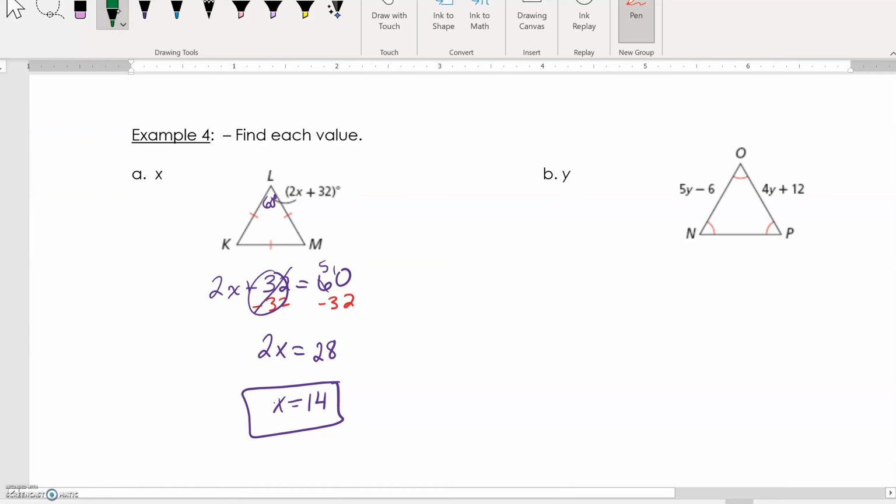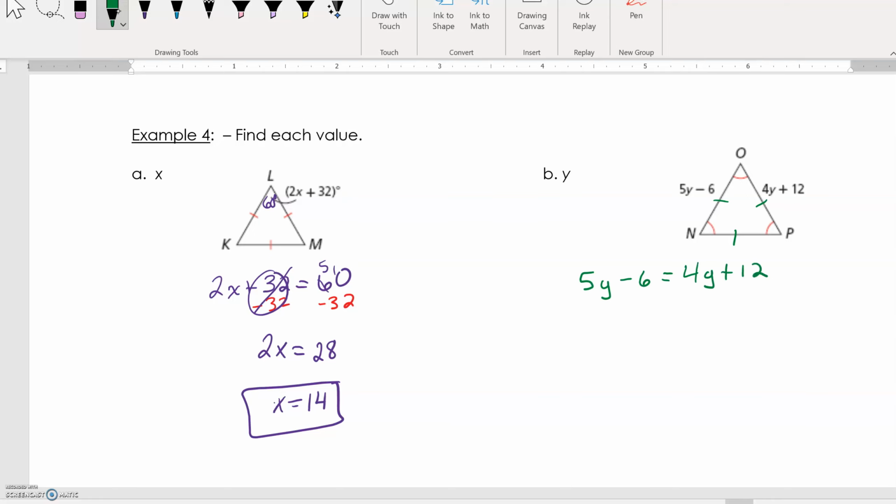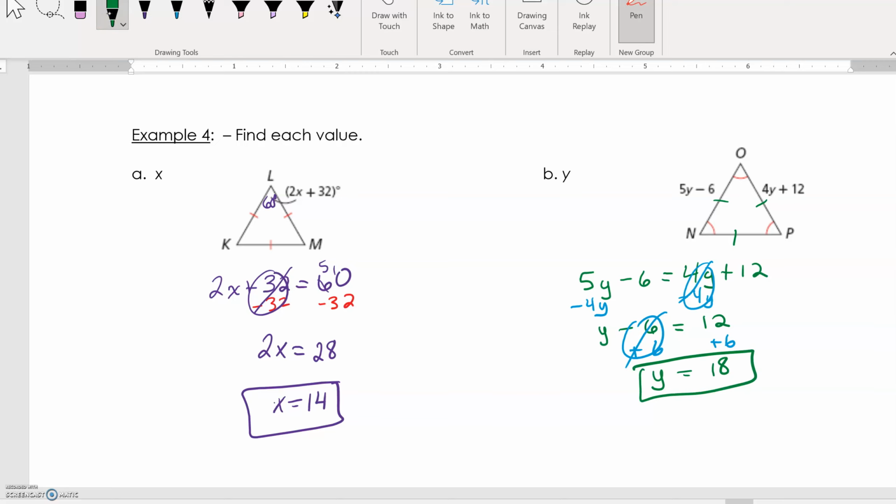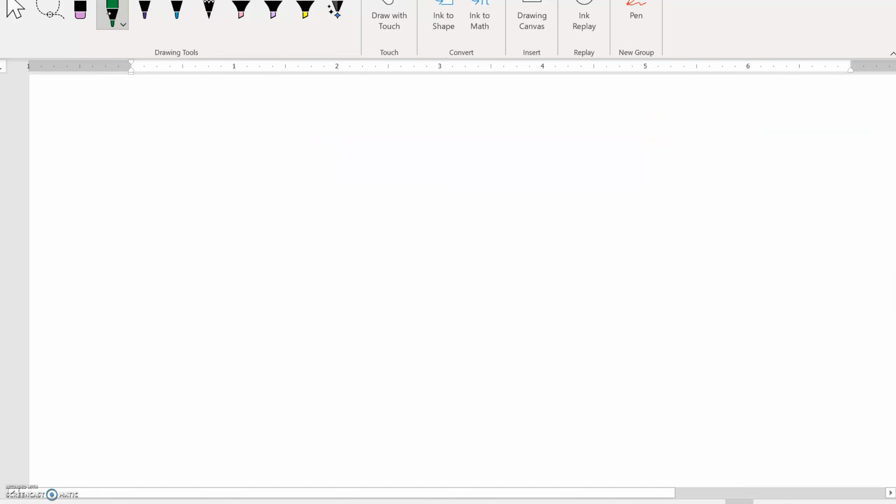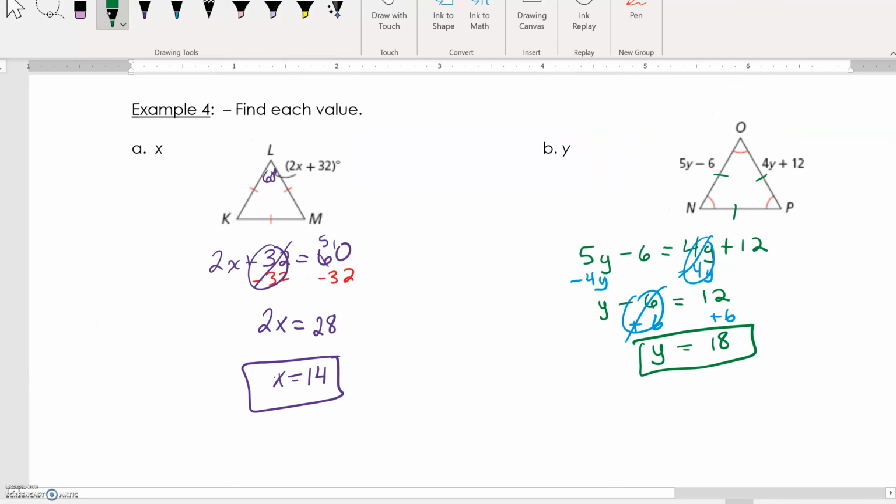And then over here, it's equilateral, equiangular. We know these sides are all equal, so those two expressions would have to be equal. So we set them equal to each other and solve. Subtract 4y from both sides, add 6 to both sides, and there's what we get. Just in case you missed that, subtract 4y, we get 0 there, add 6, we get 0 there, and we end up with y is 18. And that's what I thought. I thought that was the end of that lesson.